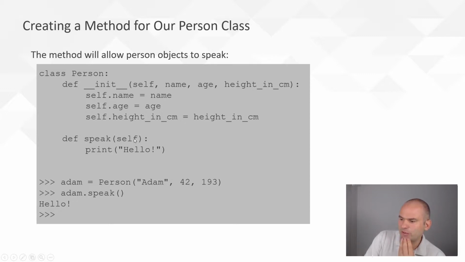You notice the self here, and you do not put self there. As I said, the self is ignored. So when you say Adam.speak, it's going to just execute this function. And it's going to execute it not just for Adam, it's going to execute it for any person object, because every person object has the attribute speak.